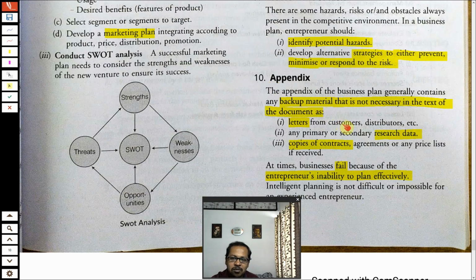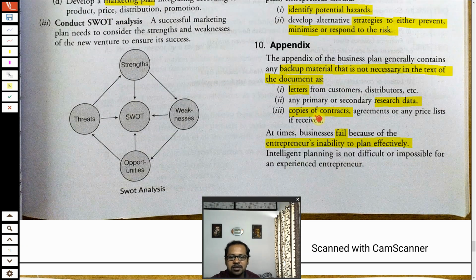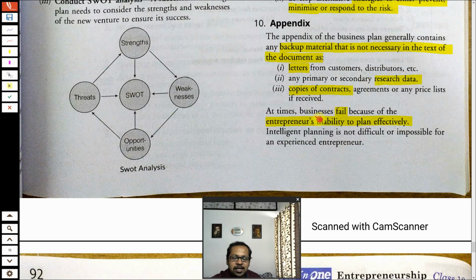For example, you have letters from customers or distributors, you have some research data based on which you have prepared your marketing strategies, you have copies of contracts or agreements with your vendors or buyers. So these are not directly important or to be written in the business plan, but they have helped in its preparation. So you can put this as an appendix if it's important, if you feel that investors might be interested in knowing your research data, customers' or distributors' letters, or any contracts or arrangements.